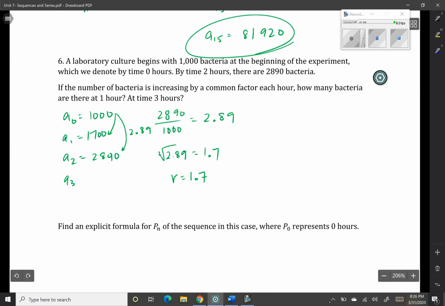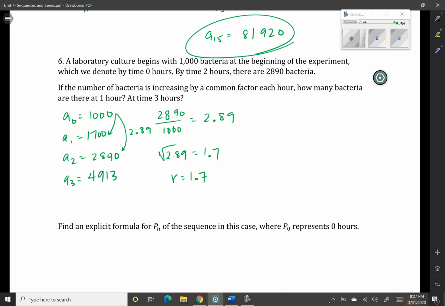Let's find the third term. So we can multiply again by 1.7. If we do that, I get 4,913. If you really want to, you could have come up with an equation for the explicit formula and do all of that, but just keep multiplying and that's good enough.